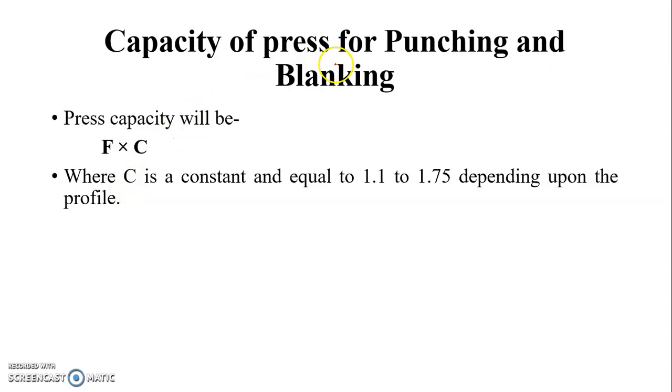Now the capacity of press for punching and blanking operation. How can we calculate the capacity of press? The press capacity will be force into C, where C is a constant which is equal to 1.1 to 1.75 depending upon the profile.